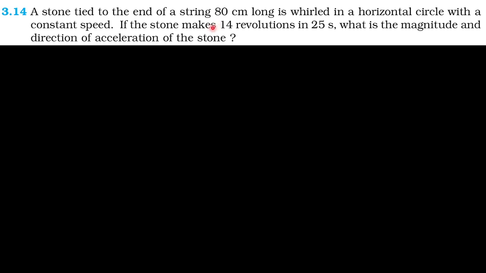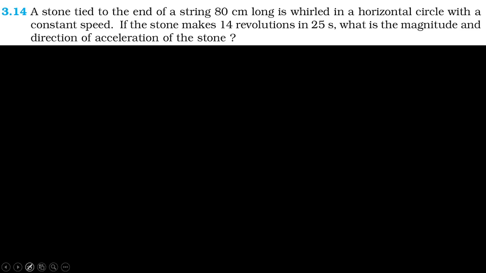A stone tied to the end of a string 80 centimeter long is whirled in a horizontal circle with a constant speed. If the stone makes 14 revolutions in 25 seconds, what is the magnitude and direction of the acceleration of the stone?